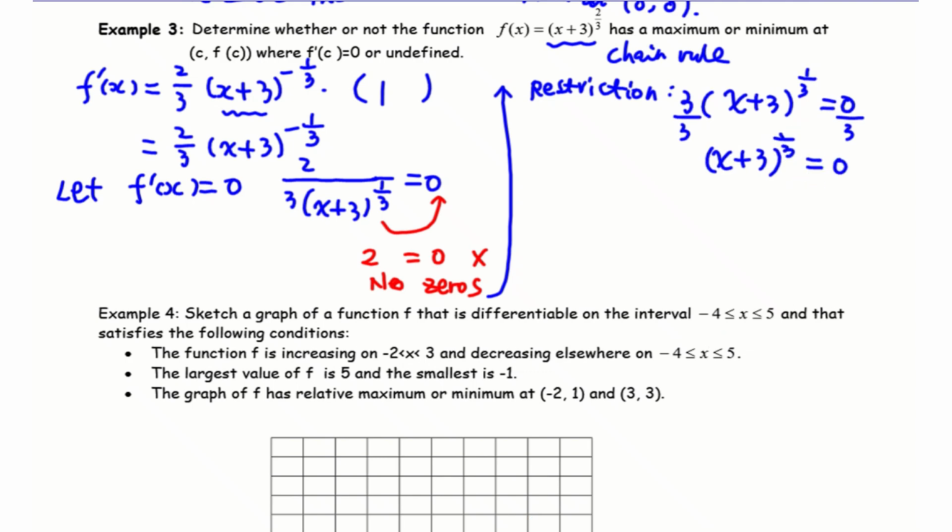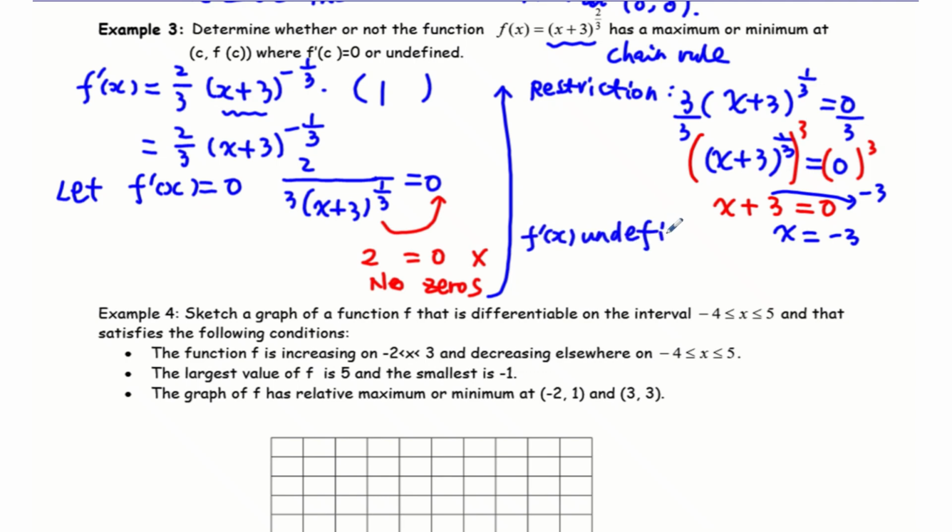Then, in order to get rid of the fraction exponent, we cube it. So 3 times 1 over 3, by the power rule, gives you 1. So x plus 3 equals 0. Then we solve for x, move the plus 3 to the other side, x equals negative 3. And this x equals negative 3 makes f prime x undefined. So that is our critical point.